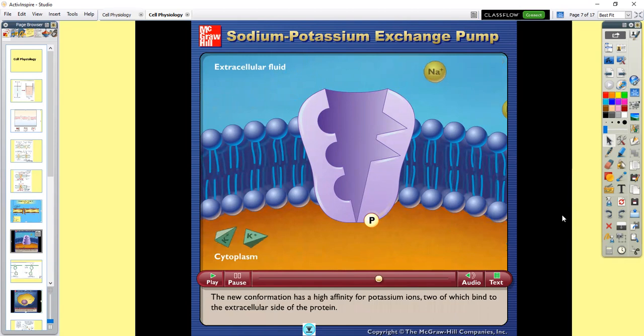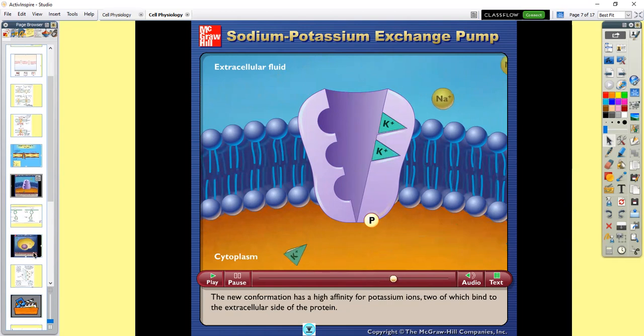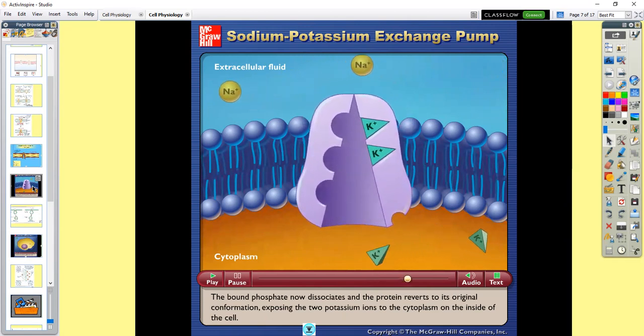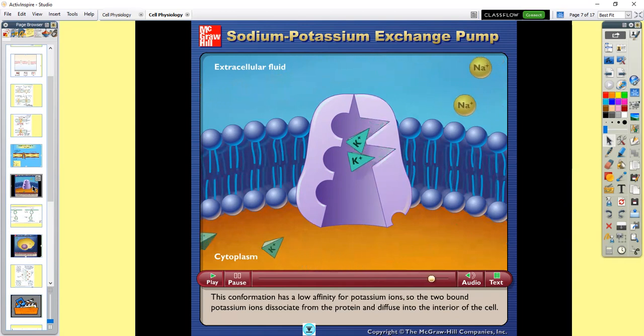The new conformation has a high affinity for potassium ions, two of which bind to the extracellular side of the protein. The bound phosphate now dissociates, and the protein reverts to its original conformation, exposing the two potassium ions to the cytoplasm on the inside of the cell. This conformation has a low affinity for potassium ions, so the two bound potassium ions dissociate from the protein and diffuse into the interior of the cell.